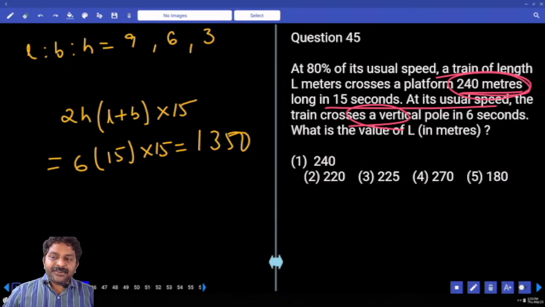At 80% of its usual speed, a train of length L meters crosses a platform 240 meters long in 15 seconds. At its usual speed, the train crosses the vertical pole in 6 seconds. What is the length of L?